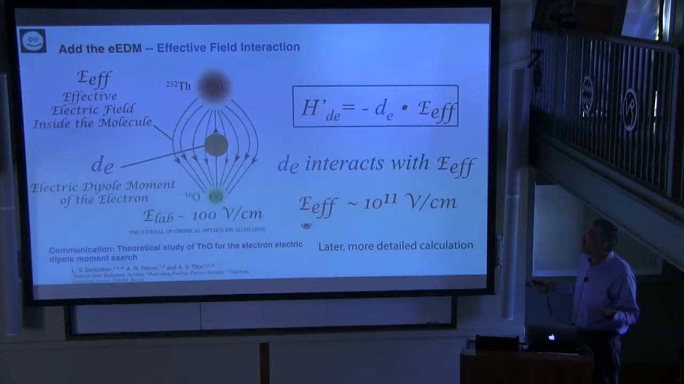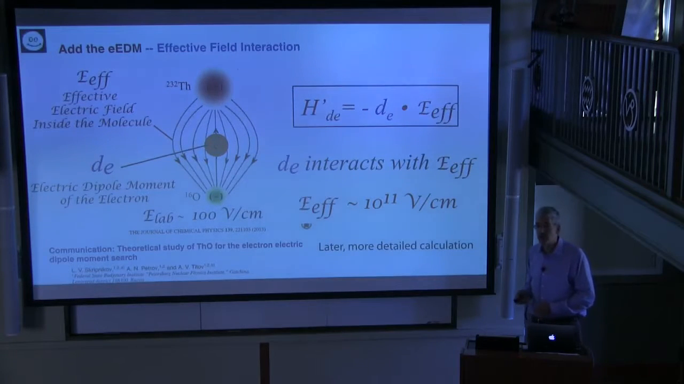So then we add the EDM. What does that do? Here is this effective electric field, and we have this term in the Hamiltonian, minus d dot E. This is what we hope is the electric dipole moment times the effective electric field. The effective electric field is on the order of 10 to the 11 volts per centimeter. So it's extremely high.